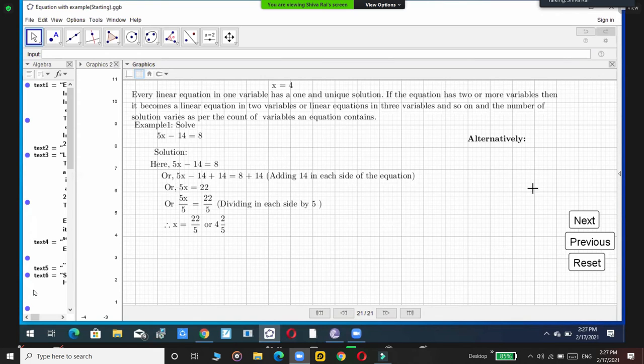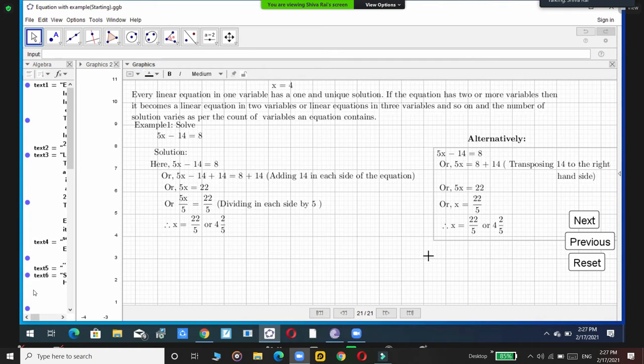That you have already done. Anyway, I want to show it here also. Look here on the right-hand side. This way also we can solve. 5x minus 14 equal to 8. Now in the next step, 5x equal to 8, with the 8 on the right-hand side. Now minus 14 you take to the right-hand side. It means transposing 14 to the right-hand side. The sign changes; from minus, it becomes plus.